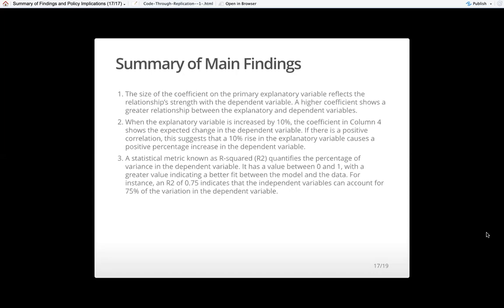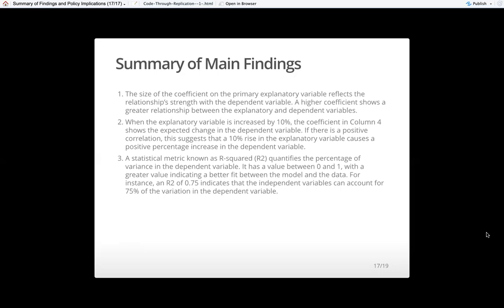The second bullet is when the explanatory variable is increased by 10%, the coefficient in column 4 shows the expected change in the dependent variable. If there is a positive correlation, this suggests that a 10% rise in the explanatory variable causes a positive percentage increase in the dependent variable.